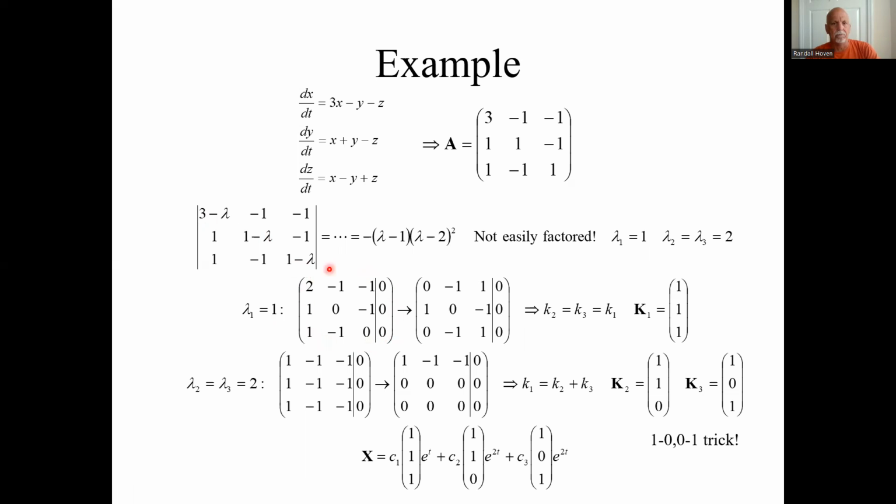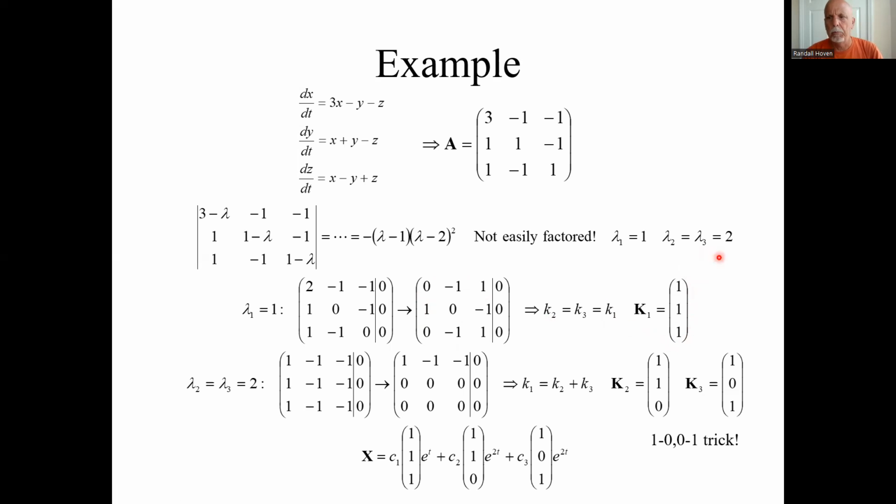Call that matrix A. Start doing Gaussian elimination. This will tell me that K1 equals K3. And this one tells me K2 equals K3. So they're all equal. So that eigenvector is all 1.